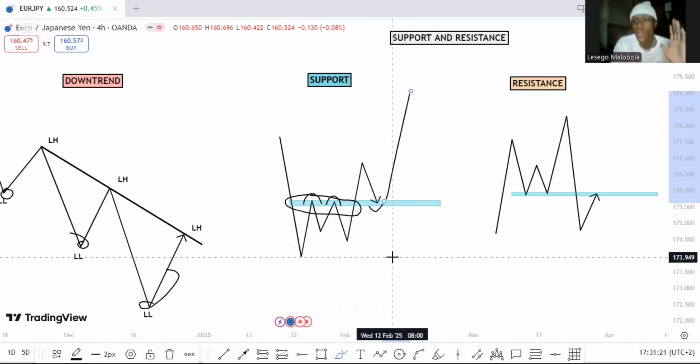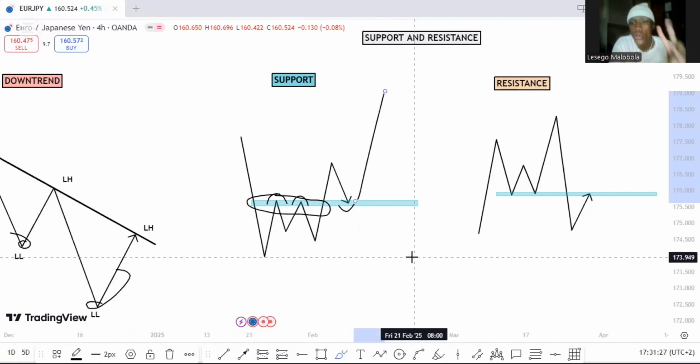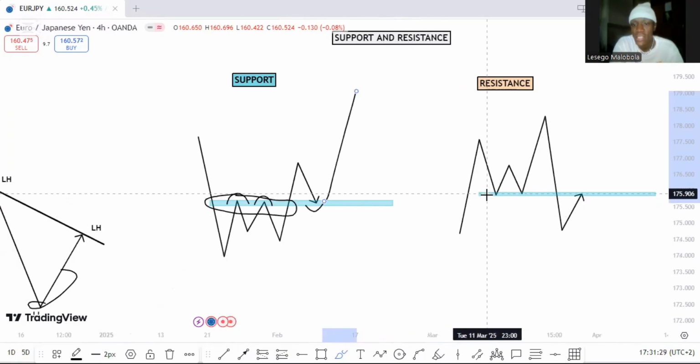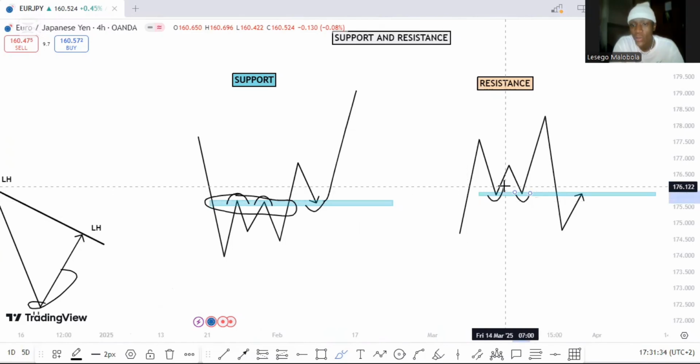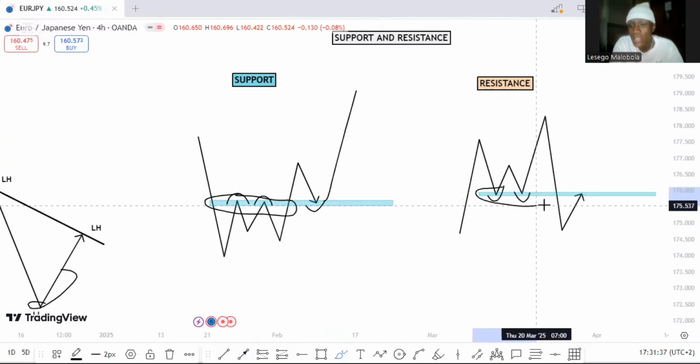But then I just want you to know one simple step, guys. You only need 2 rejections to confirm your support or your resistance. Same thing with the resistance. You can see that price here supported once, price here supported again, and obviously now this confirms that this was a valid support level. You understand me?